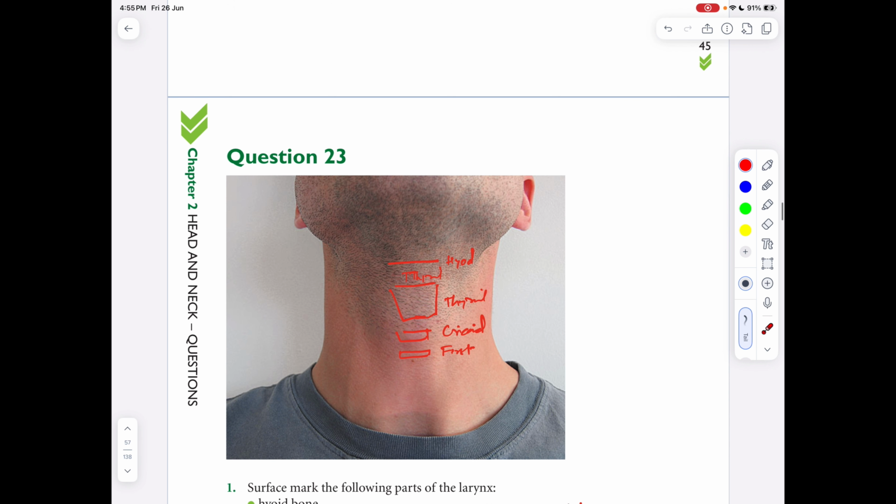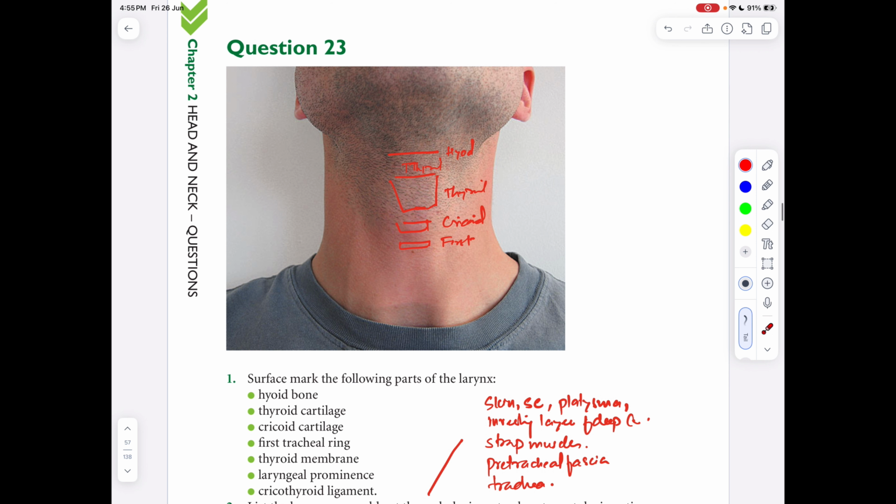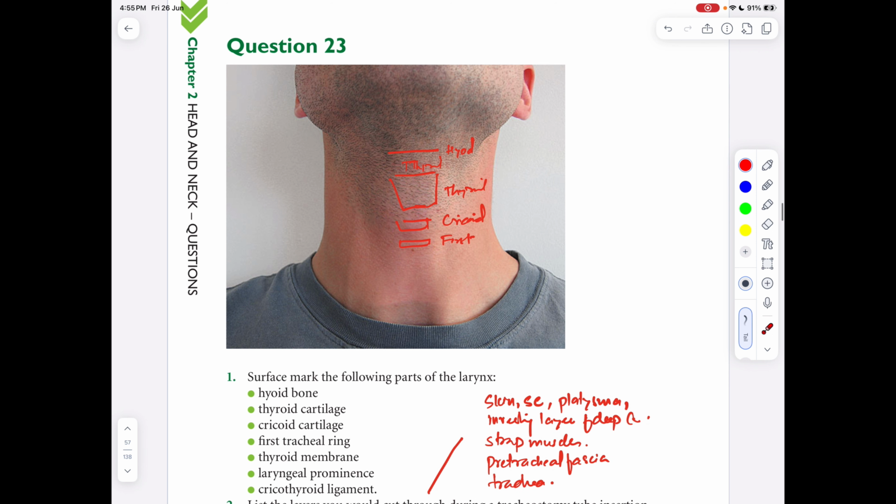So this is another station, the surface marking of the following parts. What you see here in the center is the thyroid cartilage, or you call this Adam's apple. Above that there are hyoid, thyroid, and cricoid. So it goes like this: the surface marking of the hyoid, thyroid, cricoid.